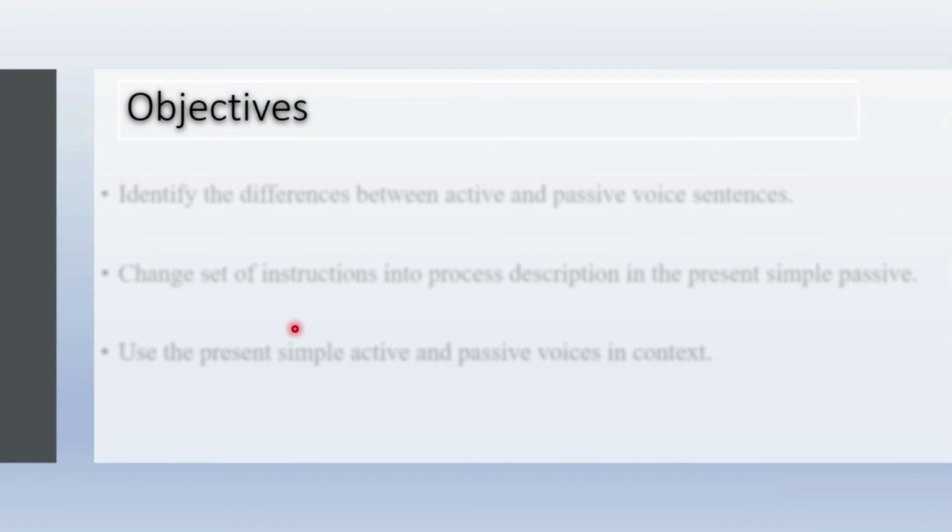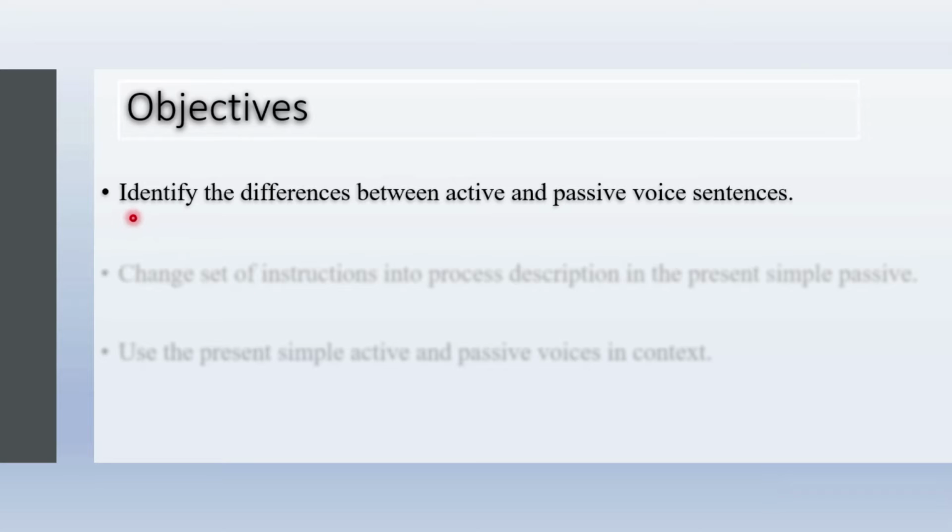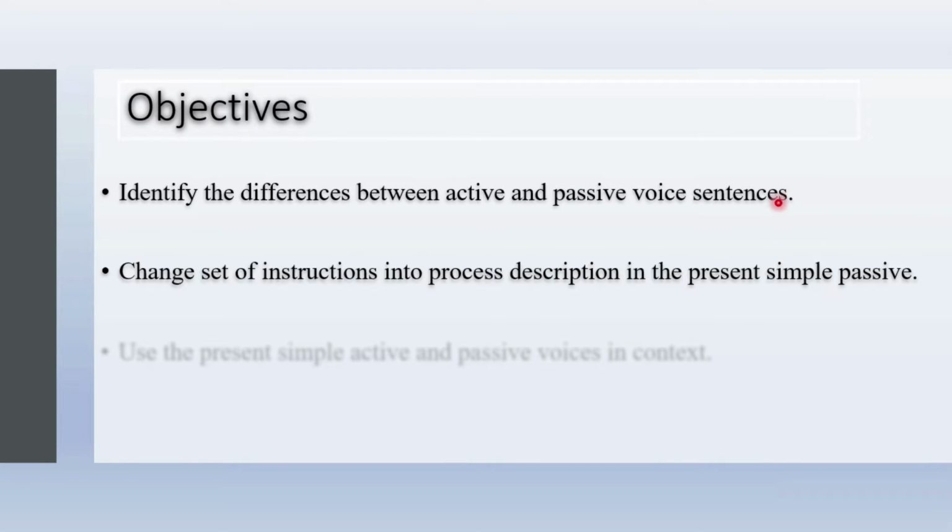We have 3 objectives. Number 1, identify the differences between active and passive voice sentences. Number 2, change set of instructions into process description in the present simple passive. Number 3, use the present simple active and passive voices in context. Let's begin.